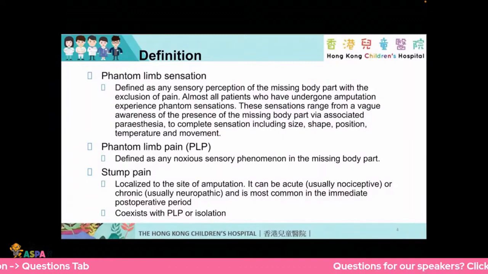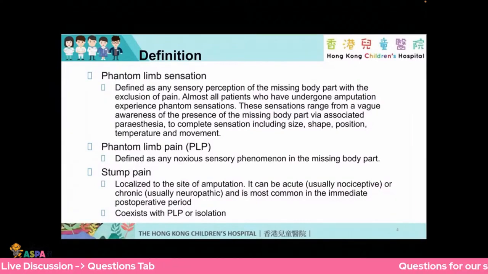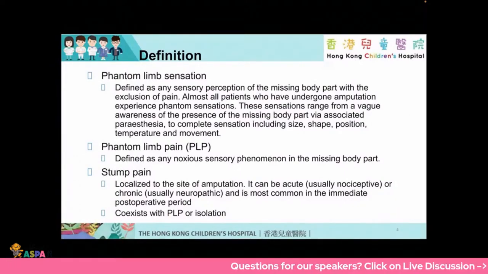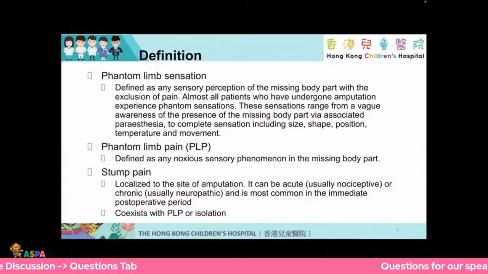The descriptions also consist of some kinetic component. For example, the kids may report to you they still feel toe movement in an amputated foot. On the other hand, phantom limb pain is pain in the missing body part, while stump pain is a localized pain at the site of amputation.